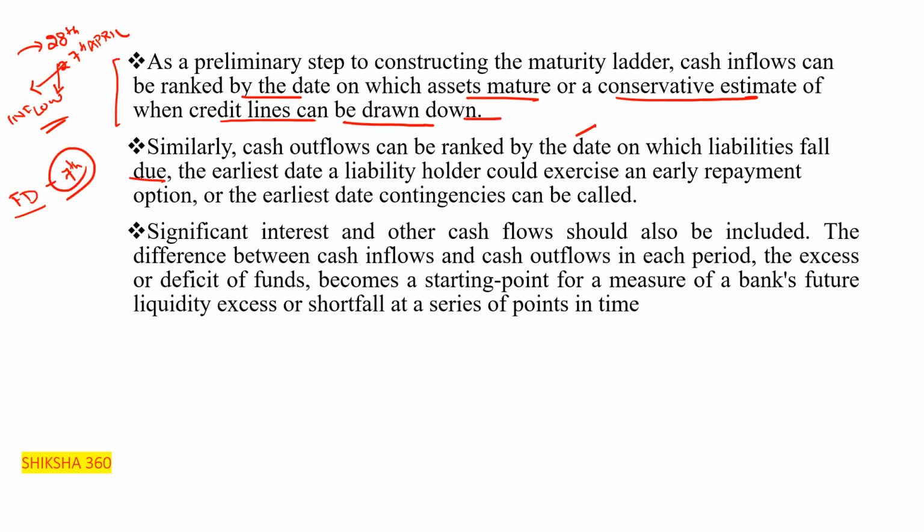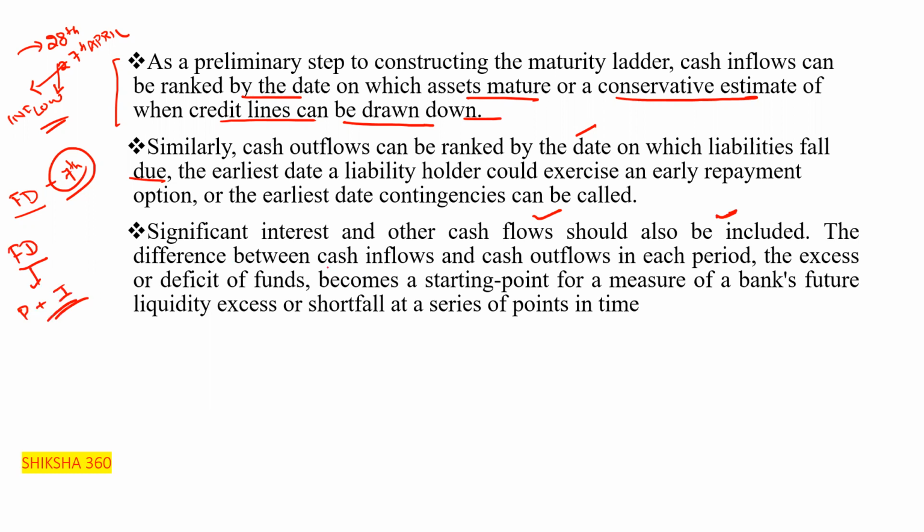Similarly, cash outflows can be ranked by the date on which the liabilities fall due, the earliest date a liability holder could exercise an early repayment option, or the earliest date contingencies can be called. Along with that, significant interest and other cash flows should also be included, like on that fixed deposit which is going to mature: along with the principal we have to pay interest.